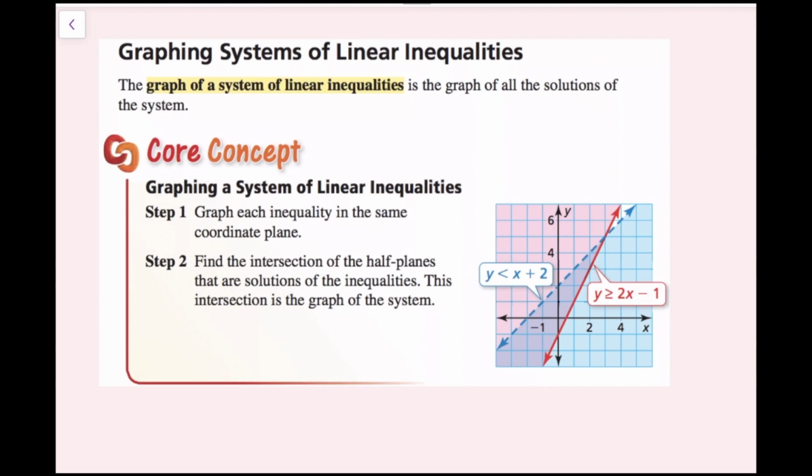The graph of a system of linear inequalities is the graph of all the solutions of the system. To graph a system of linear inequalities, step 1 is graph each inequality in the same coordinate plane. Step 2 is find the intersection of the half planes that are solutions of the inequalities. This intersection is the graph of the system. So right here, the shaded region that both of these are on, the pink part and the blue part, this is the solution set, just this little chunk right here.